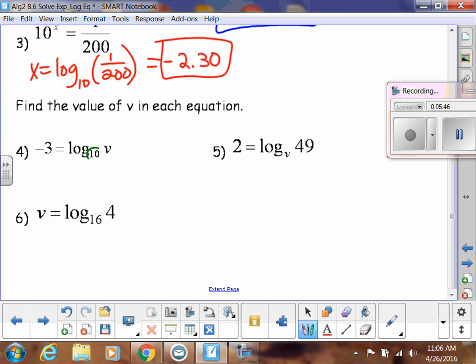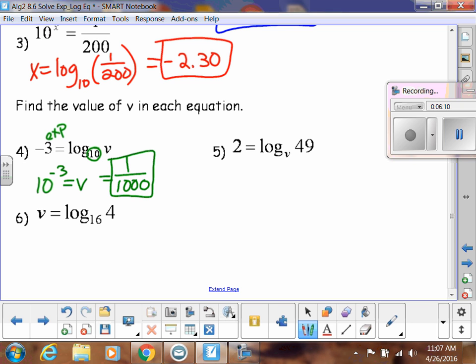So remember, 10 is my base. It's equal to the exponent, so this is my exponent, so it's going to be 10 to the negative 3 is equal to v. So can I do 10 to the negative 3 on my calculator? Absolutely. So that's going to be equal to 1 over 1,000.